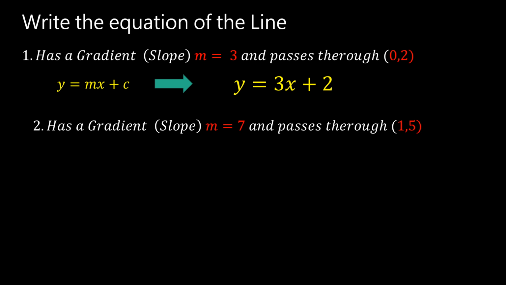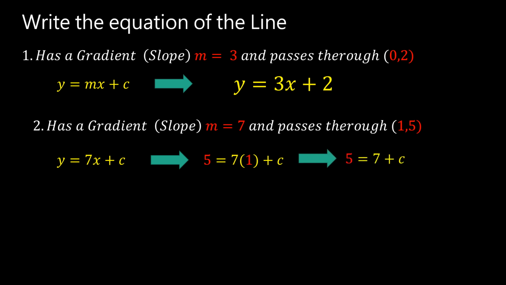But number 2, the equation has a gradient or slope of 7, but passes through (1, 5). Now (1, 5) is not the y-intercept, since x here is not equal to 0. So to find the equation of the line, number 1, substitute the value of the slope, m, in the formula, so y = 7x + c. Now the given point is (1, 5), which means that x equals 1 and y equals 5. So substitute these two numbers into the equation and do your calculation.